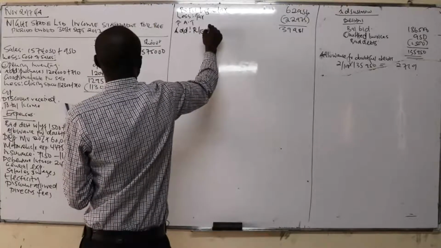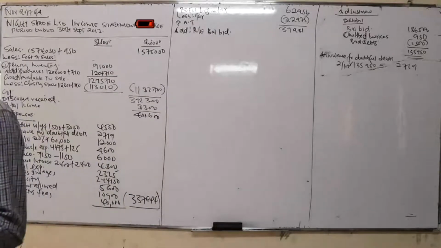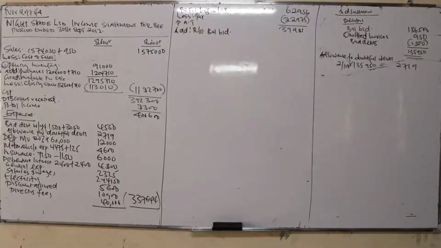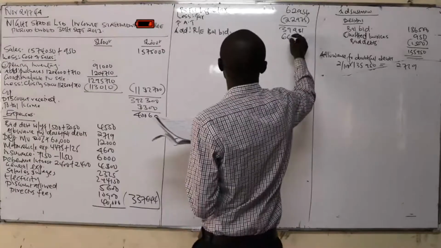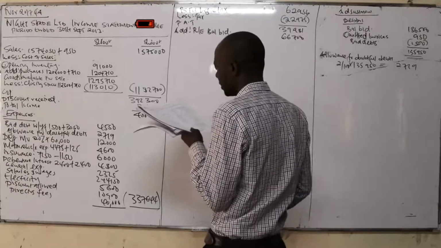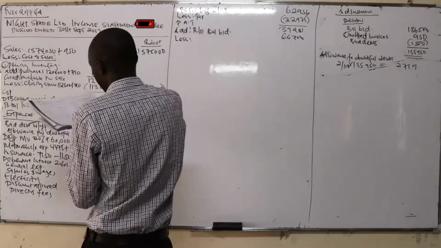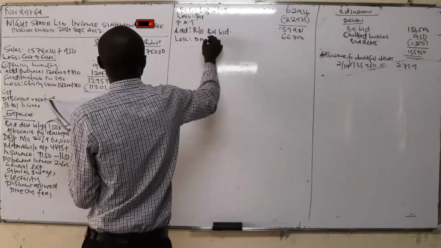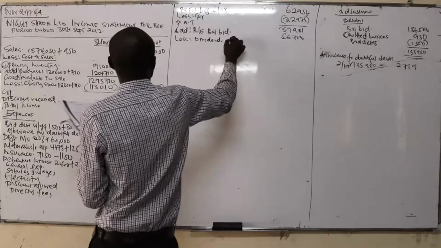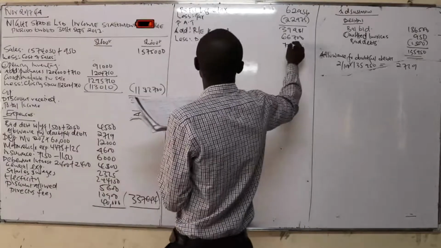You can add retained earnings. You can start with the retained earnings balance brought down. Retained earnings balance brought down, you get it in the trial balance. Sometimes they call it revenue reserves. How much is it? 66,700. And then you less dividend paid. We have dividend paid, how much is it? That one is in the trial balance. The dividend paid in the trial balance is how much? 7,000. Can you be able to see?